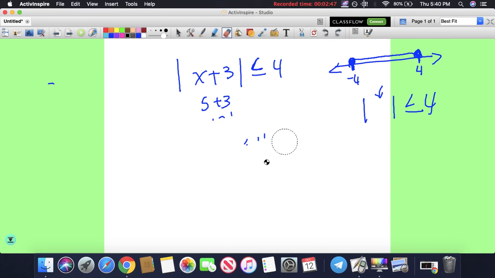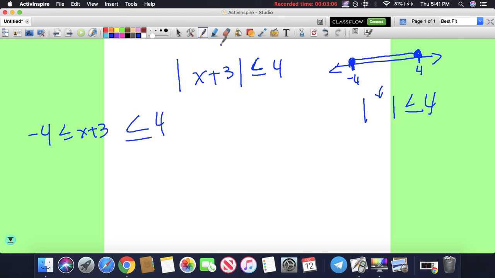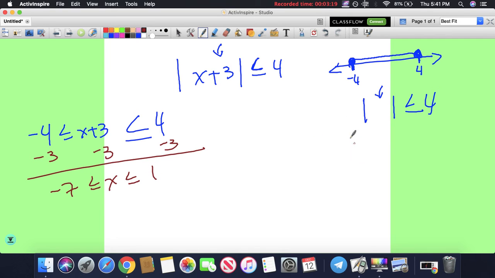So we're looking for all the x values that would result in a number between negative 4 and 4. Now this is a less than, and by now you probably realize that it's an AND problem. So x plus 3 has to be a number between negative 4 and 4. Subtract 3 from each part. That's negative 7 less than or equal to x, less than or equal to 1. So the x values that will make this inequality true will be any number between 1 and negative 7.